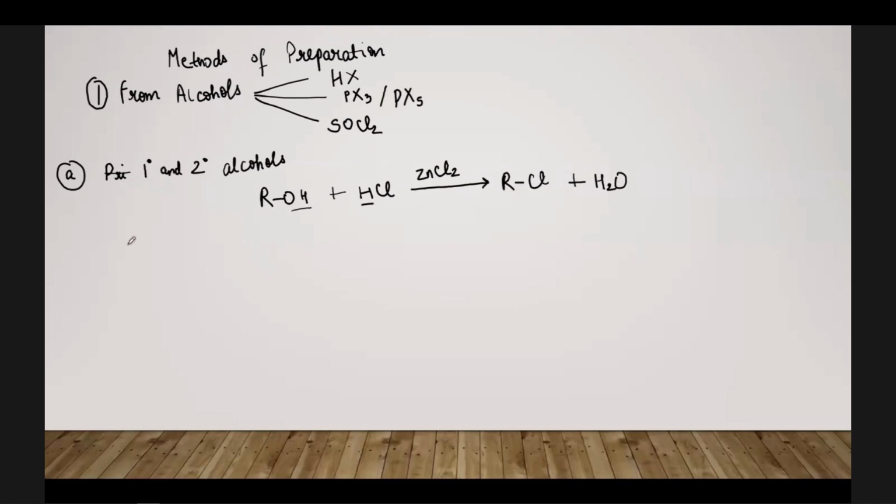And if we talk about the tertiary alcohol, that is a 3 degree alcohol, we do not need the ZnCl2 and we can simply shake the alcohol with the concentrated HCl and the reaction will happen. So only shaking is required. Okay. Now coming to the alkyl bromide. This was for the alkyl chloride. Now we'll come to alkyl bromide.